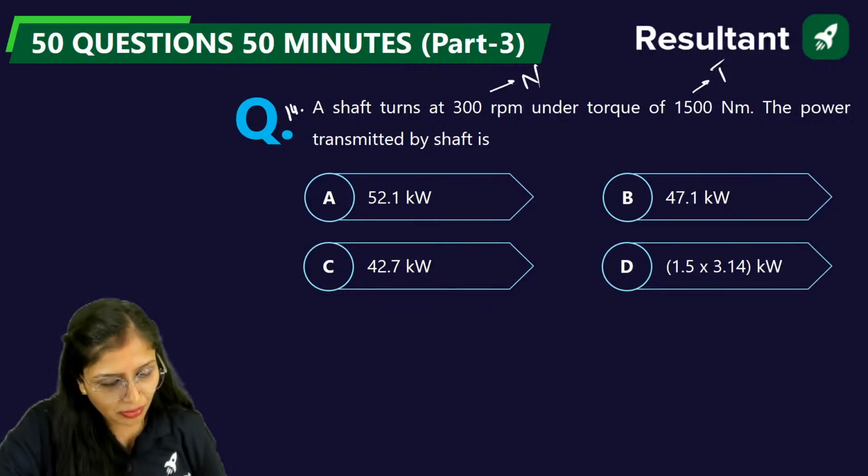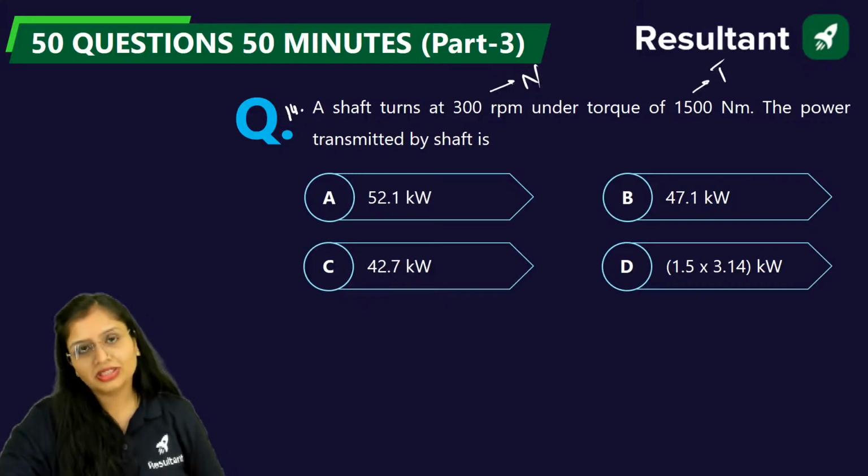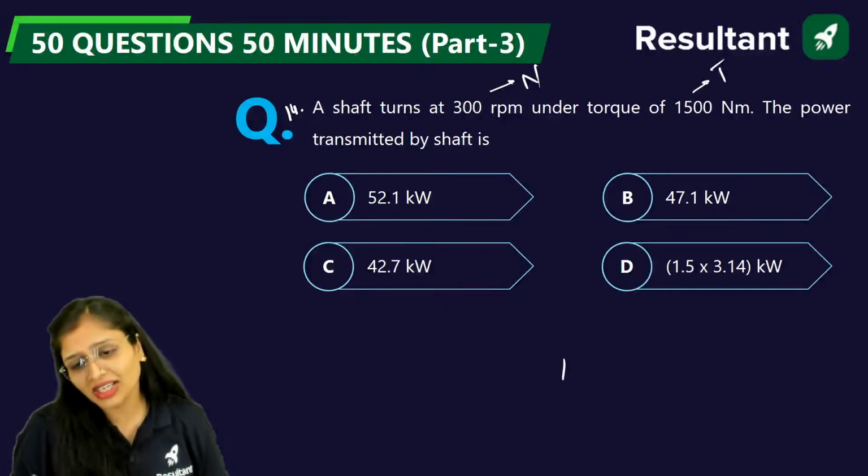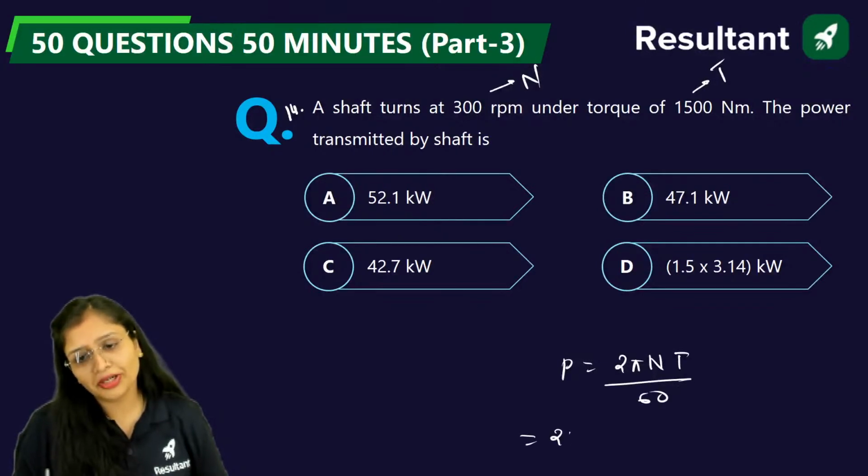Come on, direct formula based question. You should remember this. The formula is 2 pi nT by 60. I guess you remember it also.